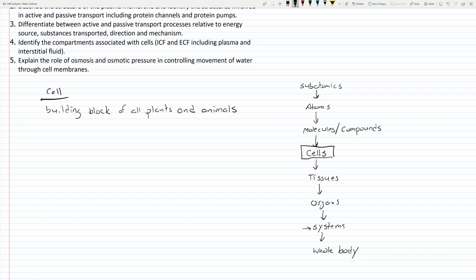Okay, so a cell. We've already established that cells are the building blocks of plants and animals. Cells are made up of atoms and molecules that come together to do certain things within them. Of note, all cells come from pre-existing cells.